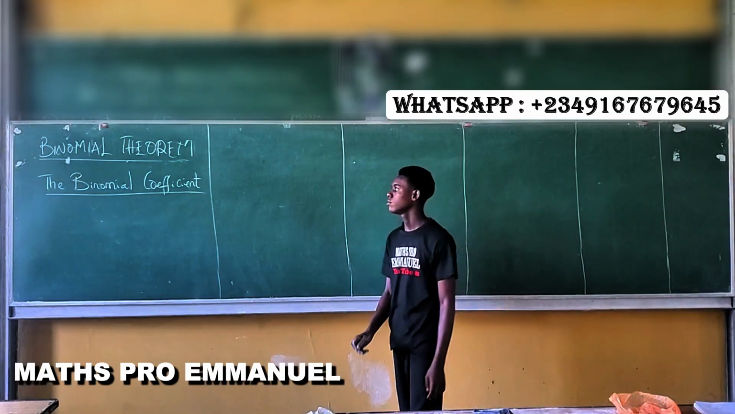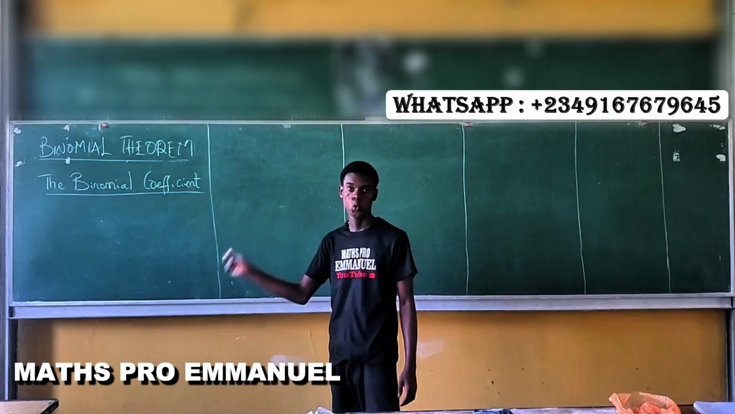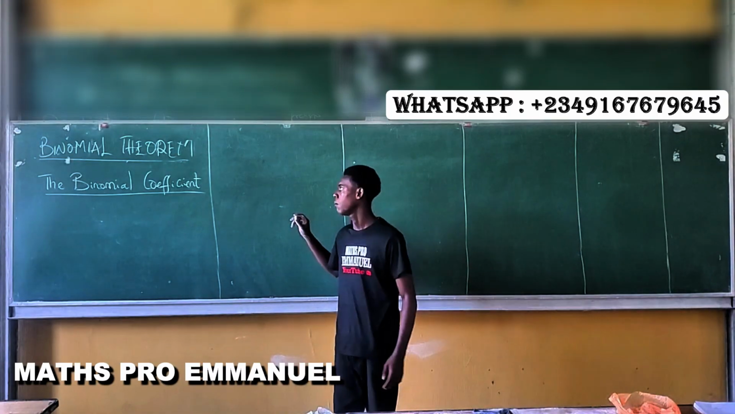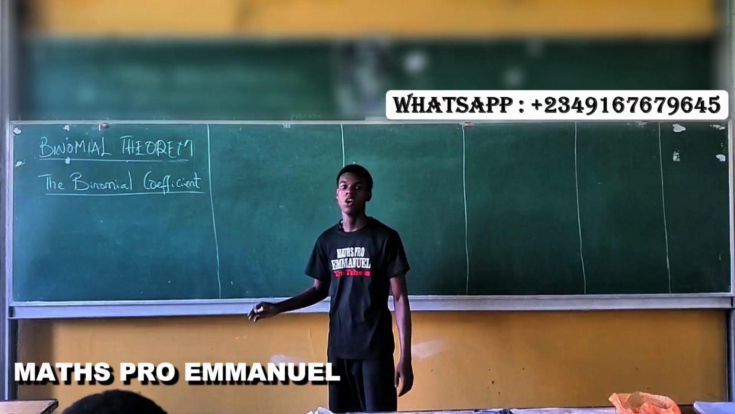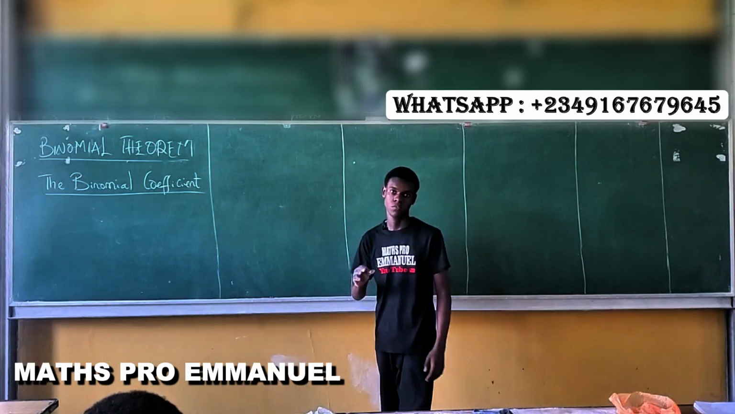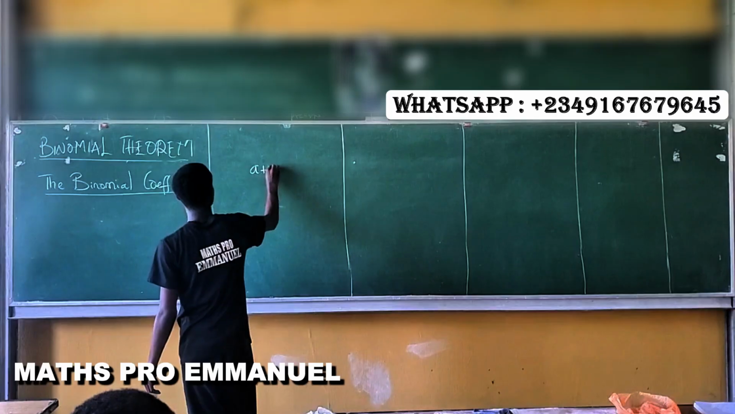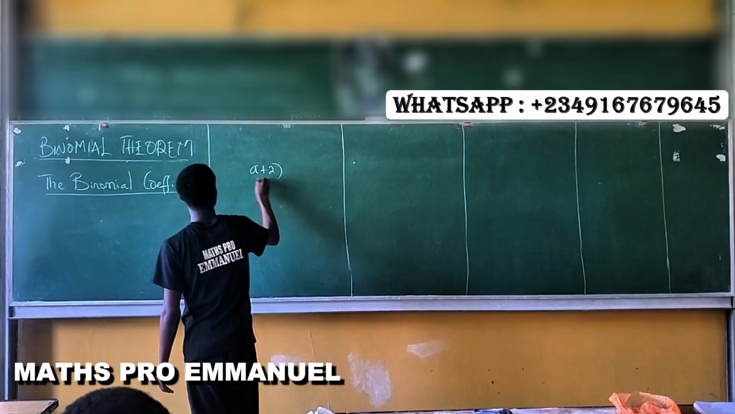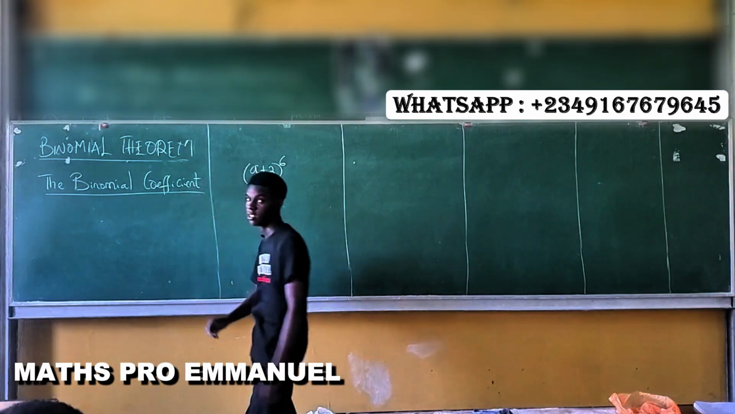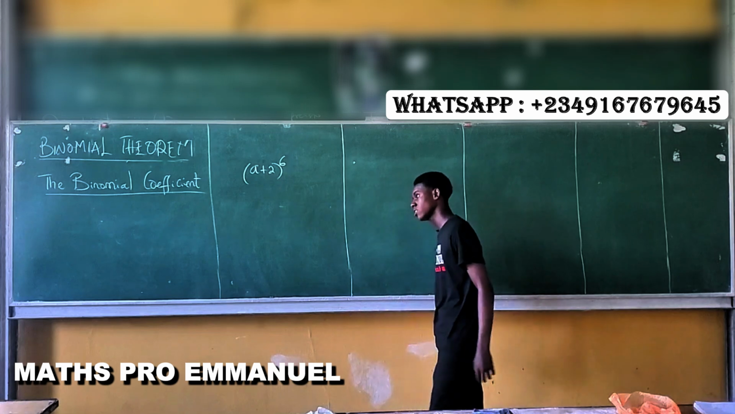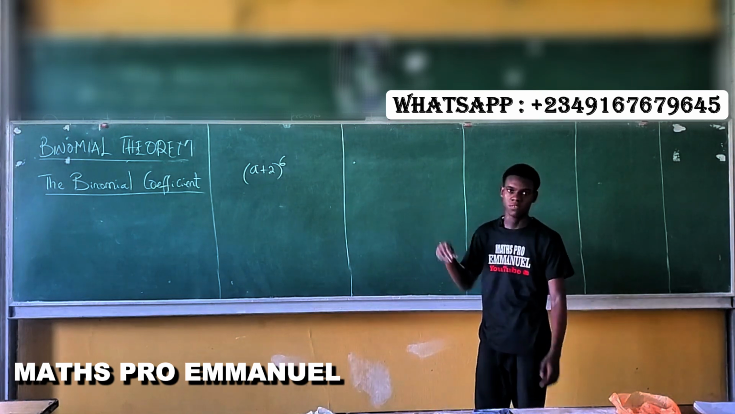All right, so now we are on the binomial coefficient. We are still on the series of binomial theorems. Here I'll be finding the coefficient of terms. For example, we might be given something like this. Let me say you are asked to expand (2x + 2) all raised to the power of 6. Then they'll say find the coefficient of x raised to the power of 3.